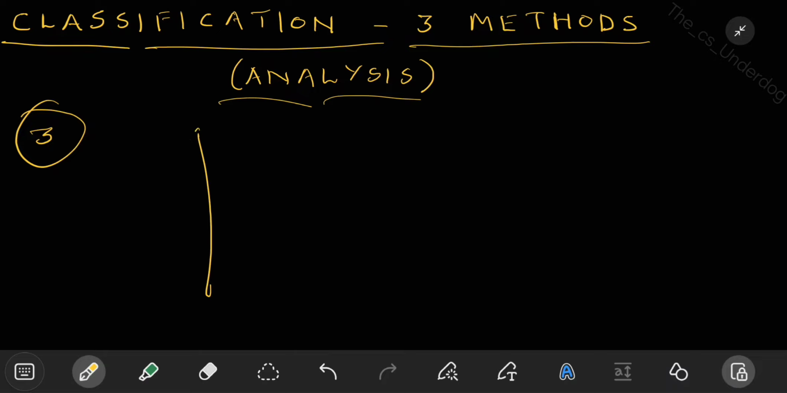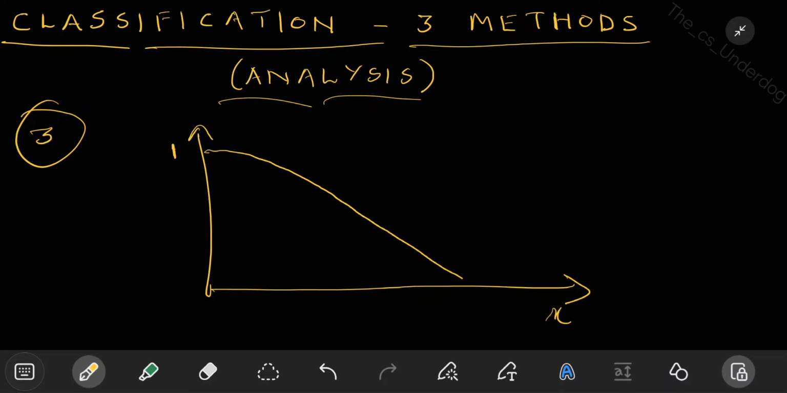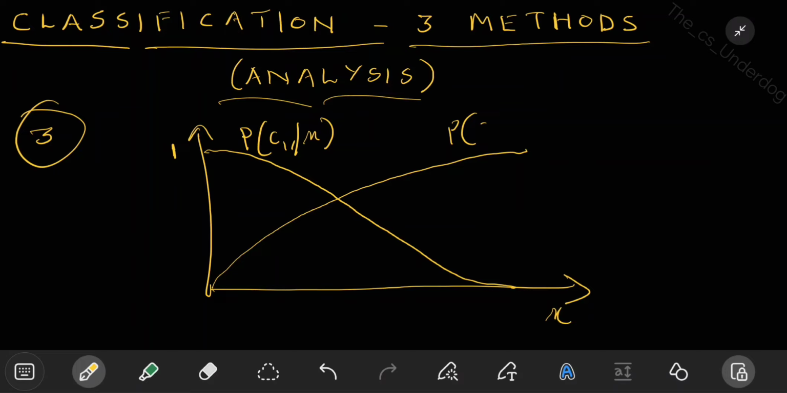Let us say this is the graph. In this graph, this is x, and here you have the probability, you can mark the posterior. So let's say this is p of c1 given x. We have used this graph in a previous lecture. Let's say this is p of c2 given x. So what this approach will do is it will simply give you this decision boundary.